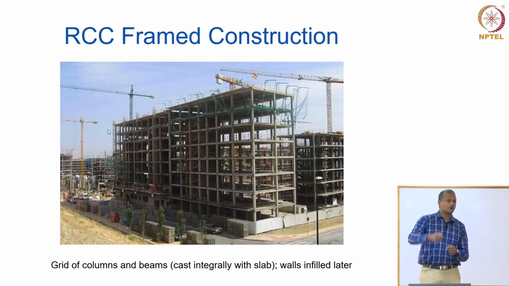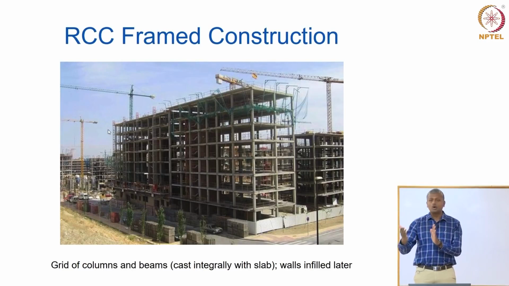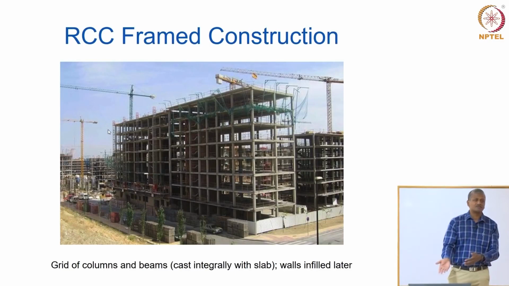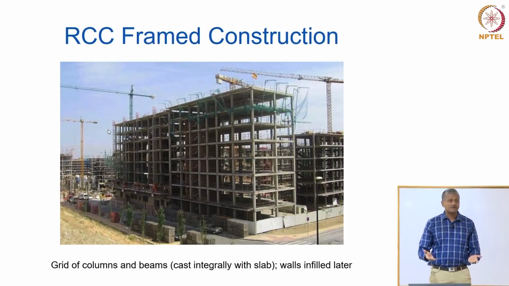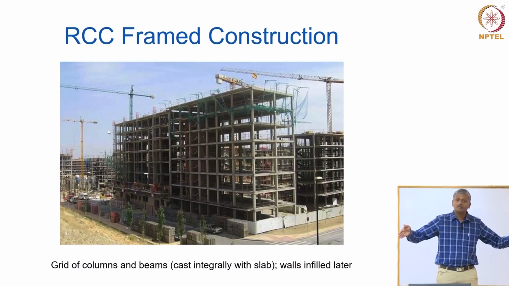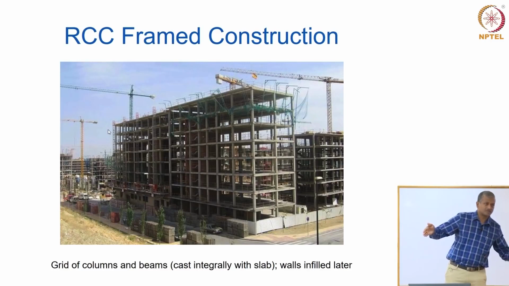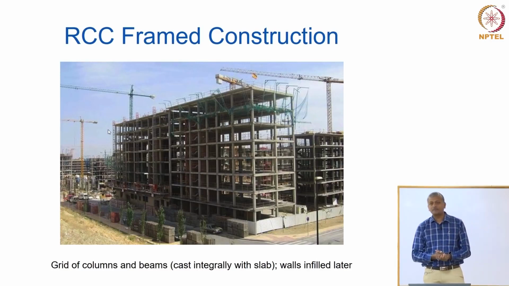So, your frame is your column, beam and the slabs, which are the horizontal members, and later you fill in the space between the columns with the wall, and this wall can be filled up later. So, in this process, what is different from a conventional masonry construction? In a conventional masonry, the load is taken by the wall, right. In the case of a reinforced concrete frame construction, the load will be taken by the slab, beam and column.